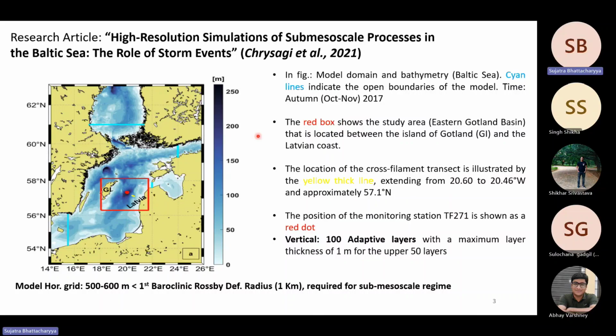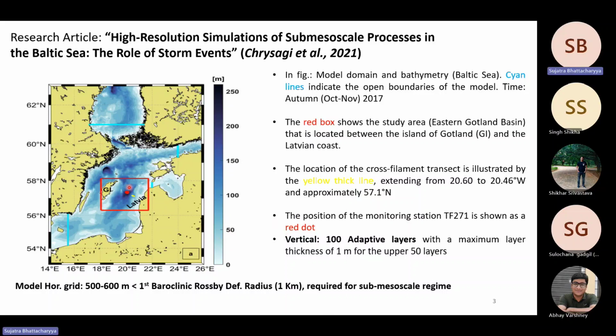So today I'm going to talk about the major key findings from this paper. This is a German group from the Leibniz Institute, and they have taken the Baltic Sea as their natural laboratory. Their study period is October to November, and this is the model domain. These cyan lines are the open boundaries, and within that domain, they have taken this red box, which is their study region for this filament and frontal regime.